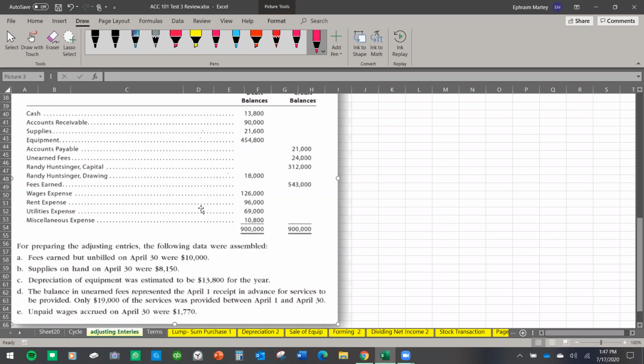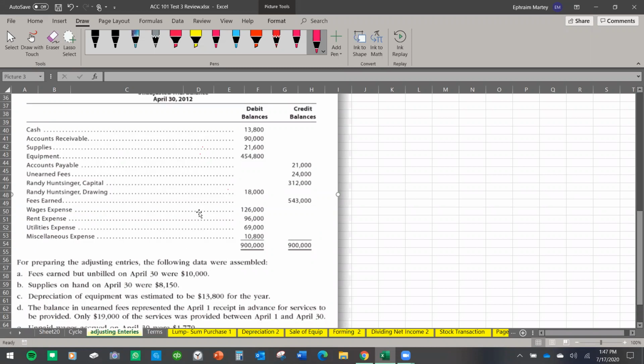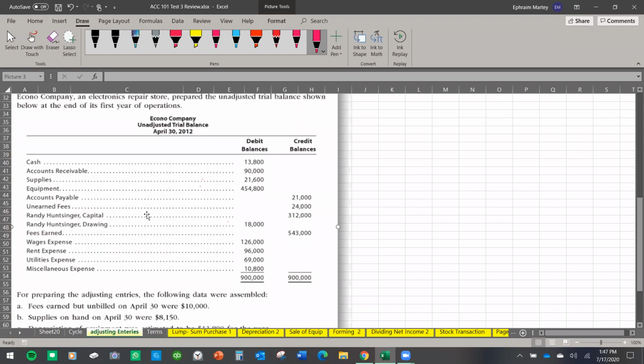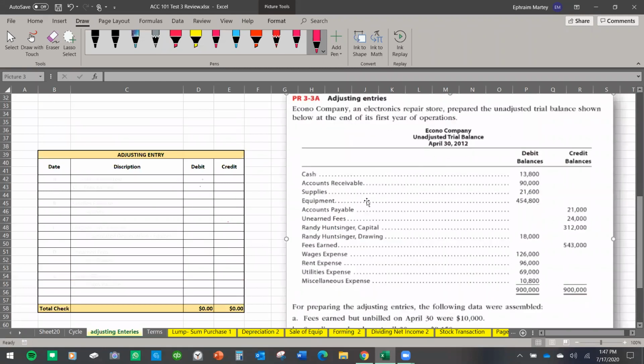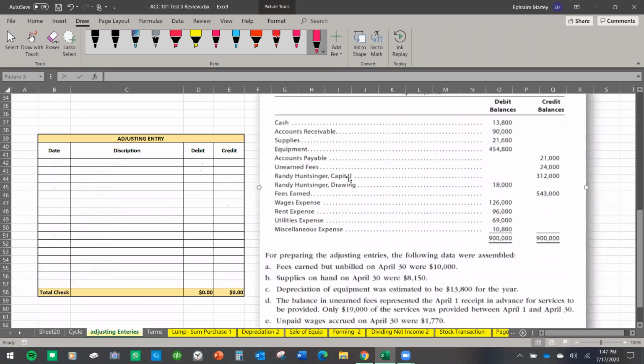Here we have adjusting entries. We need to do the adjusting entries, and the information we have here is the unadjusted balance, and we need to do the adjustments. As usual, I already have my template set up.